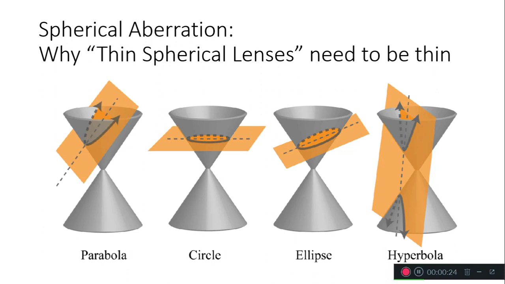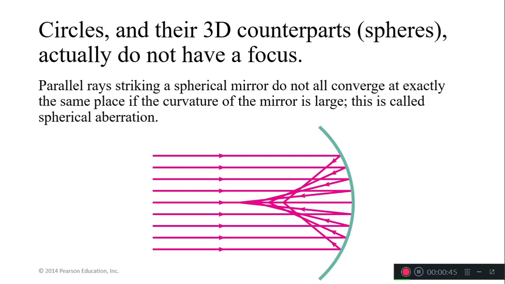So first, spherical aberration. The spherical aberration of a lens is why they need to be thin. Over and over we said thin spherical lenses. Well, why do they need to be thin? If you had a really good middle school teacher who taught you about conic sections, you may actually remember this. It turns out that circles actually don't have a focus.